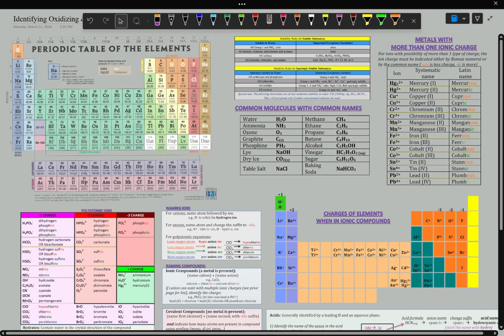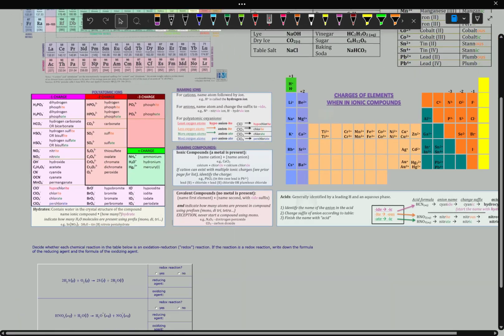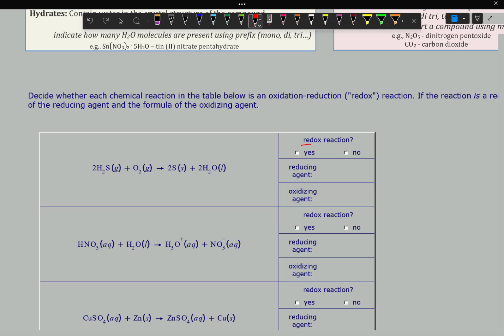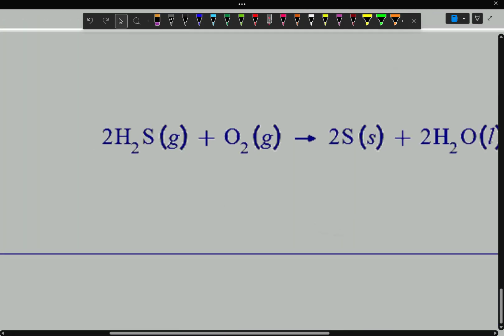Hey everyone, so in today's video we're going to be looking at another ALEKS problem. This ALEKS problem is about identifying redox reactions. So we're going to see whether the reaction is a redox reaction, and if it is a redox reaction, what is the reducing agent and what is the oxidizing agent. So the first thing that we want to do for these problems is identify the oxidation state of every element in the equation.